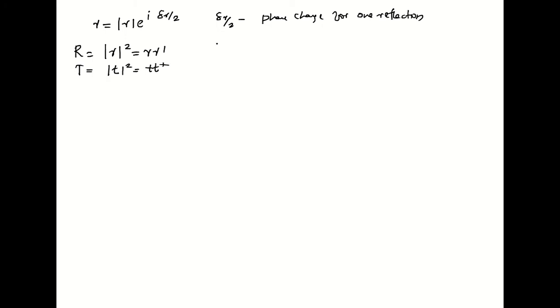and the transmittance is the square of the coefficient of transmission t dash. Okay, where r is the coefficient of reflection and t is the coefficient of transmission.